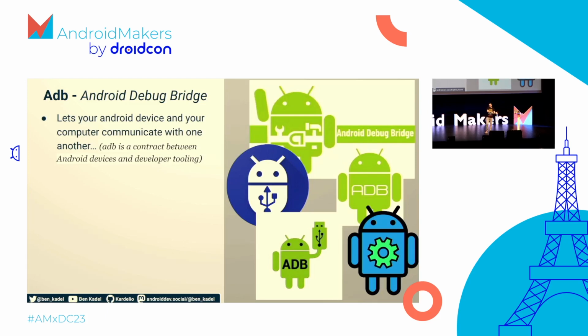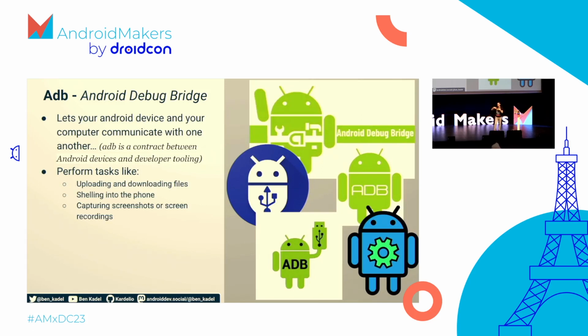Importantly, it lets your Android device communicate with your computer and vice versa. It lets you do a huge range of things like uploading and downloading files, shelling into your phone, screenshots and recordings, blah, blah, blah, loads of things. You've heard it all before. It's included with the Android SDK and is inside the Platform Tools directory. So if ever you're looking for the executable, it's in there.